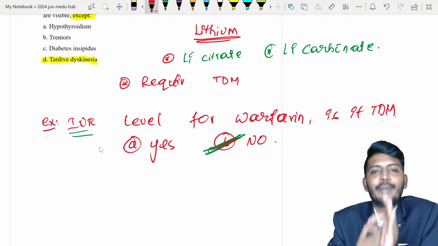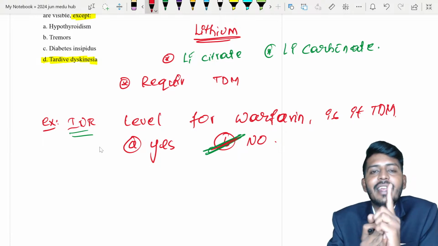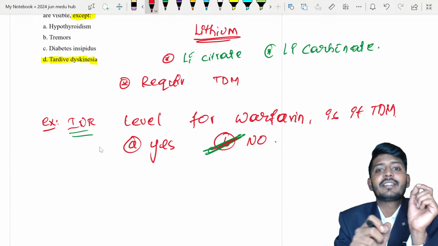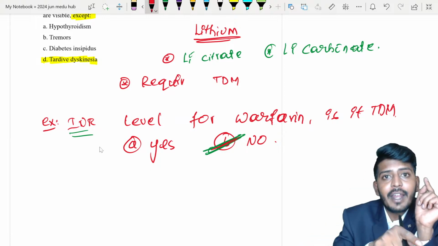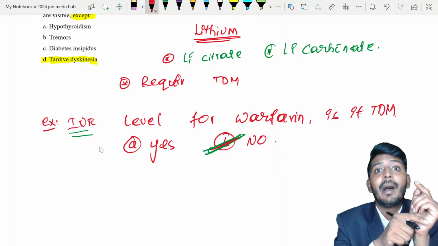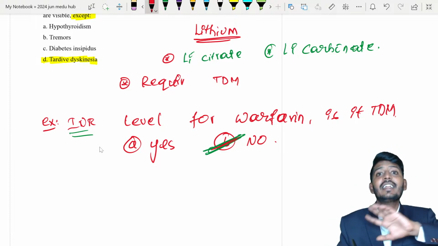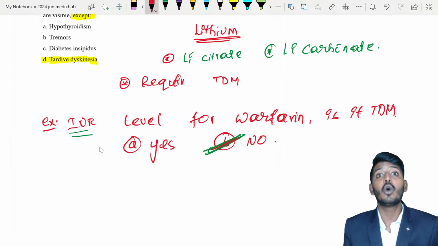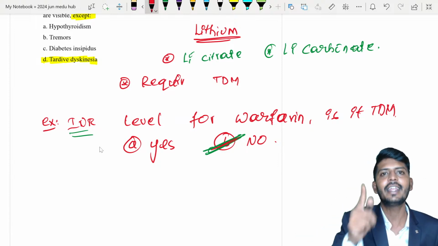I knew you people would get confused, so from today never get confused. If you are measuring the drug level itself, meaning the warfarin level itself, then I will call it a TDM. But if I'm doing any other test, it is not a TDM. Only if you are measuring the drug level, then it is TDM.